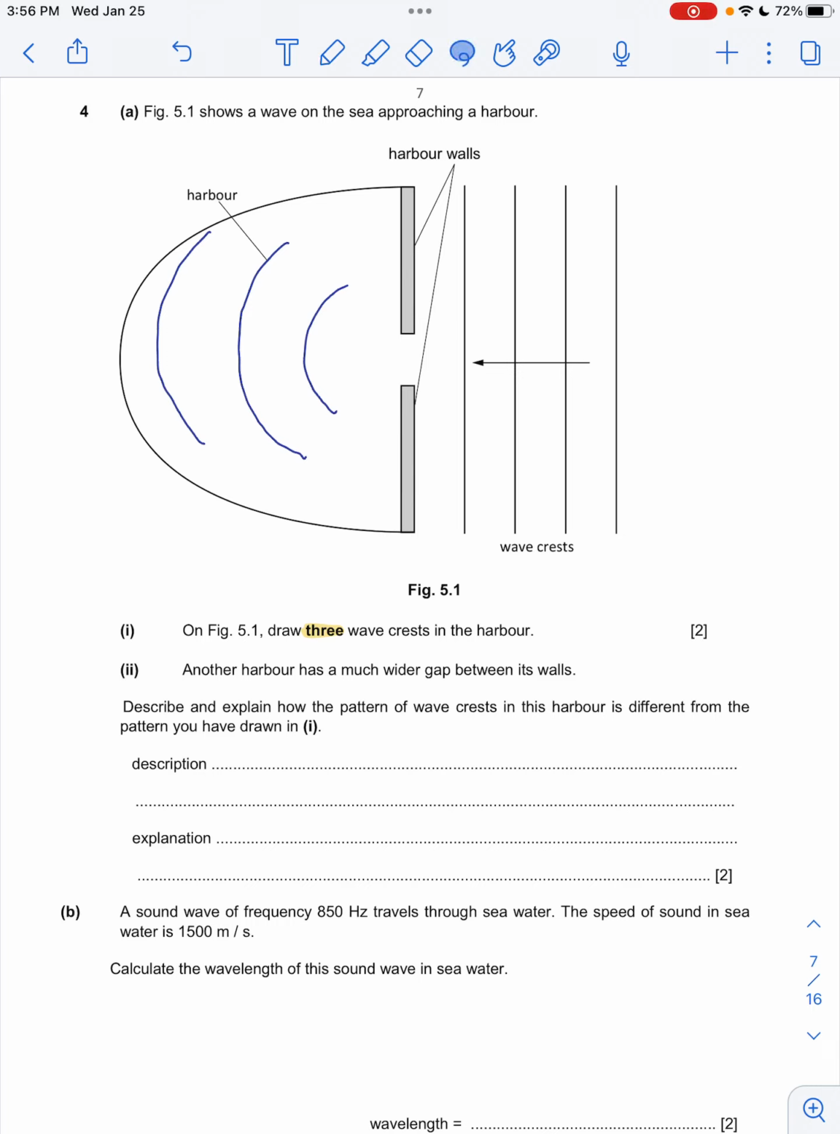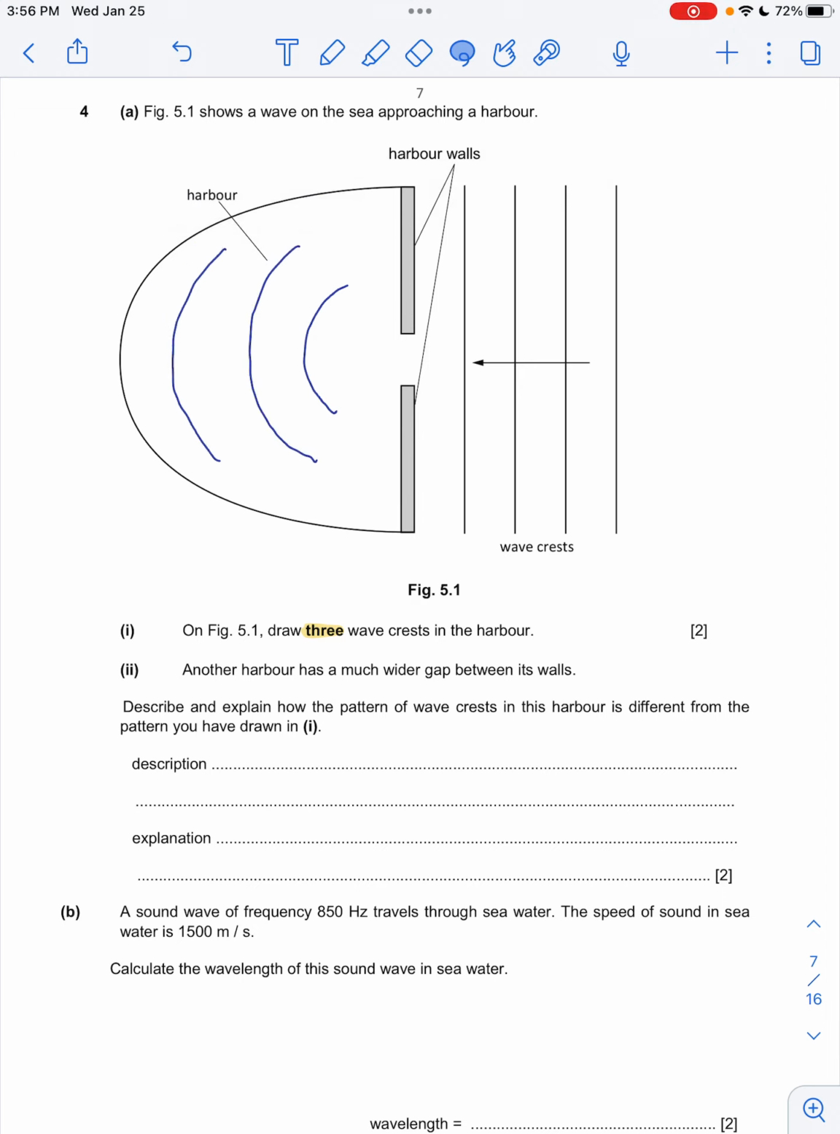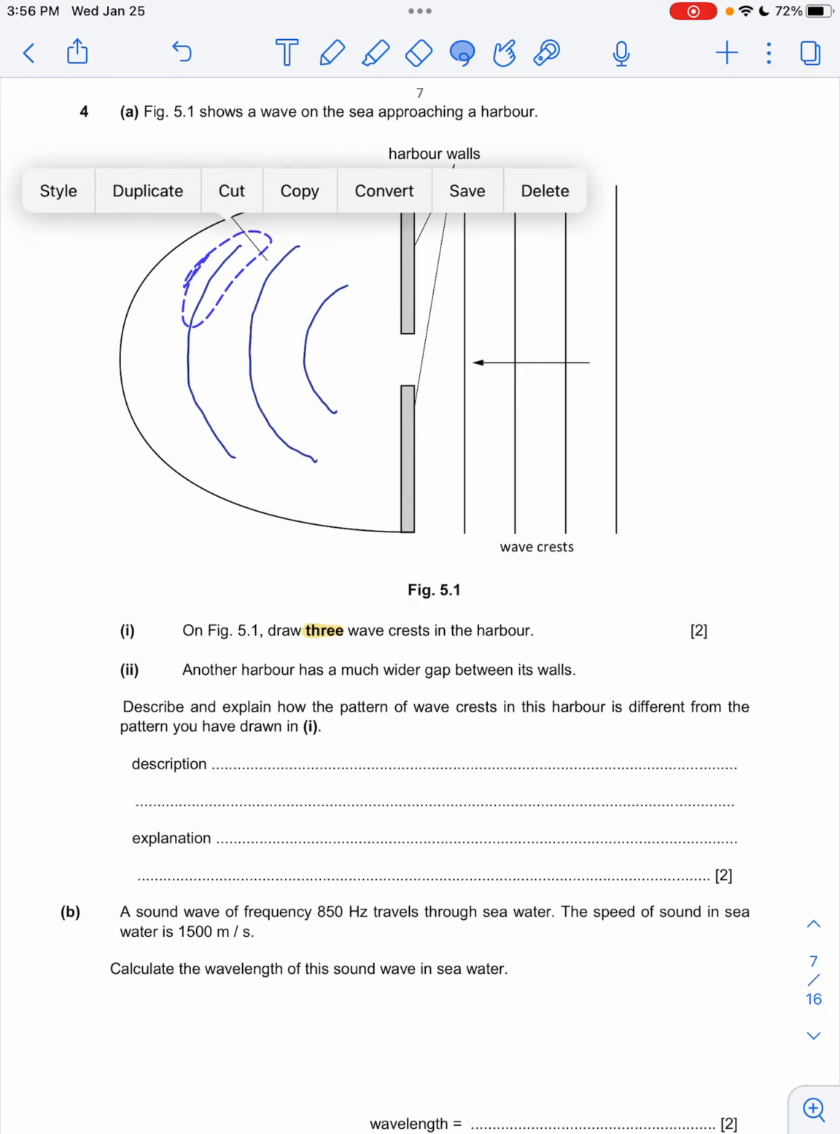If you're not too sure about your waves, always try using a pencil. I am personally going to move mine a little bit because they are not great. This is the kind of thing that you would want to do using a pencil so that you can then adjust and make it the right distance from each other.